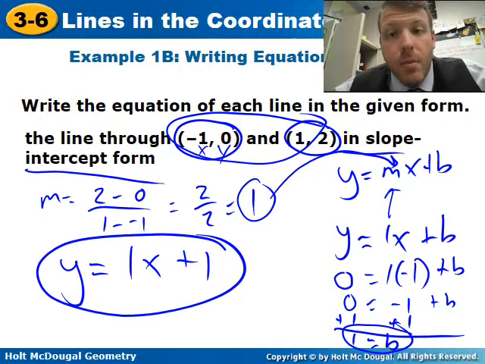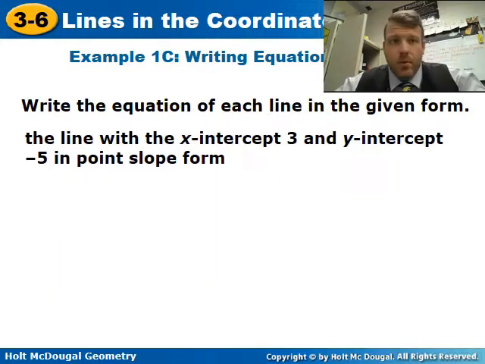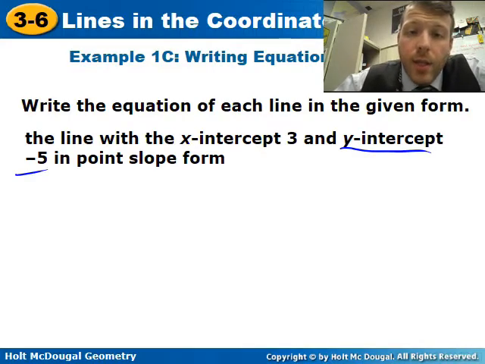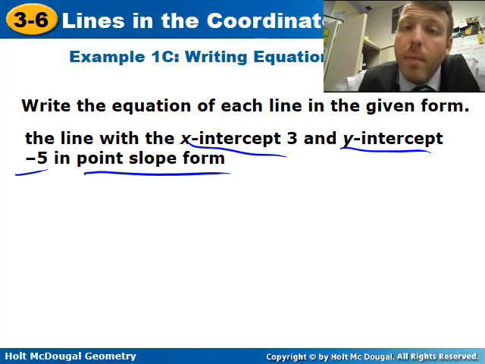And that's it. Make sure you don't plug the point in. You got to keep y and x in the equation. All right, so now we're going to try another problem just like this, where the y-intercept is negative 5 and the x-intercept is 3, and we want to put it in point slope.